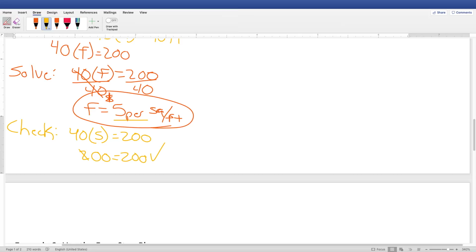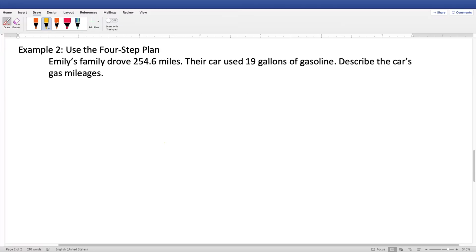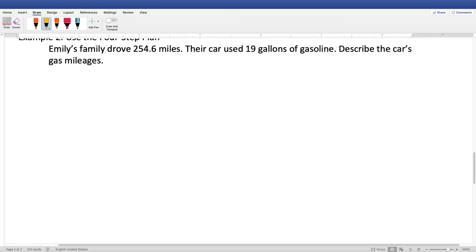Step 1, identify what we know, identify what we need to find. Step 2, write or define a variable, write an equation. Step 3, solve the problem. Step 4, check the solution. Have any questions on that? All right, flip it over. When we get to the back side, we're going to use the same process.